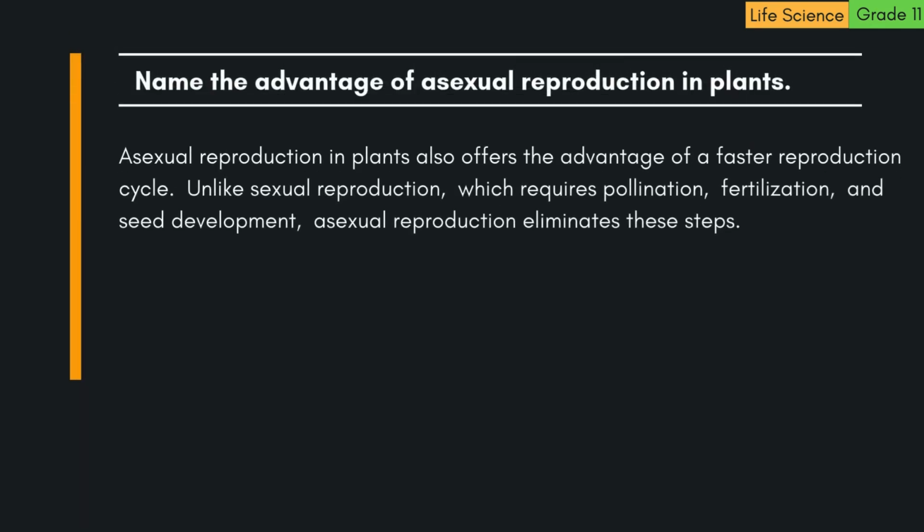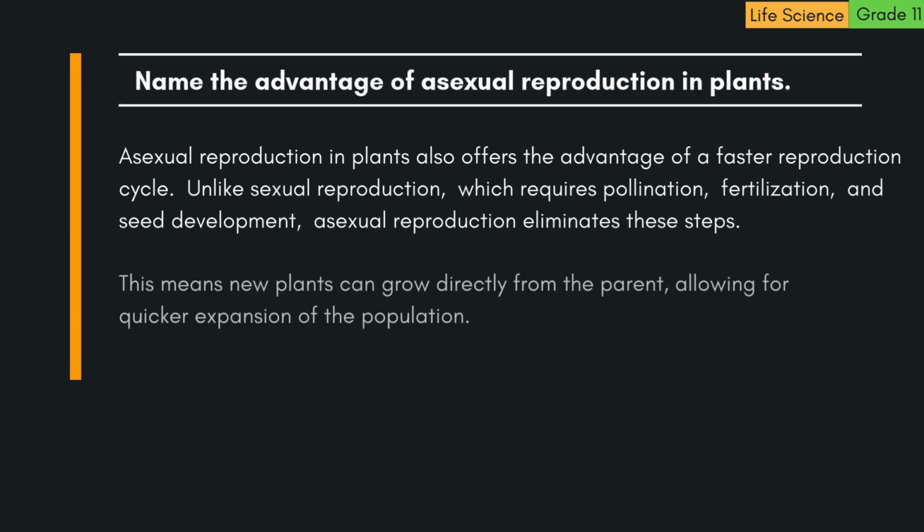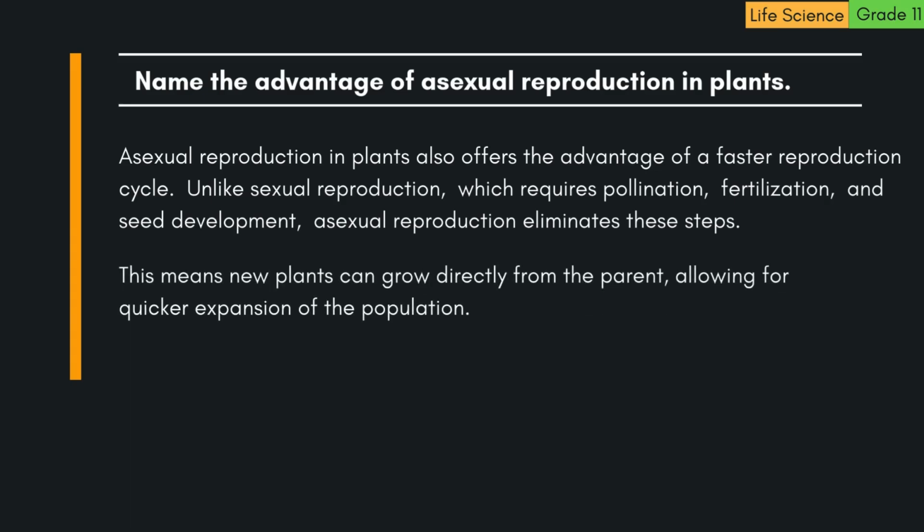3. Asexual reproduction in plants also offers the advantage of a faster reproduction cycle. Unlike sexual reproduction, which requires pollination, fertilization, and seed development, asexual reproduction eliminates these steps. This means new plants can grow directly from the parent, allowing for quicker expansion of the population.